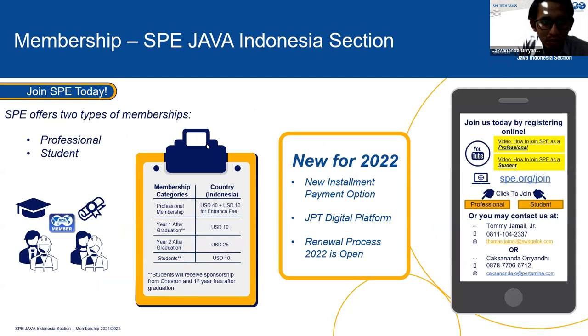As you all know, SPE has two types of membership, professional and student. If you are interested and want to get the benefits, you can register for 1 year membership, especially for students. Your payment will be sponsored by Chevron and it's free. You can join today by registering online at spe.org/join. You can see on YouTube for the tutorial on how to join SPE.